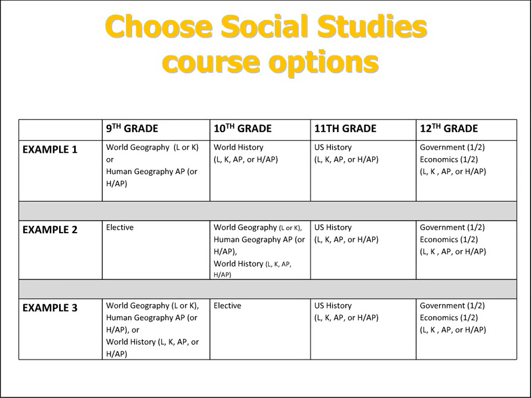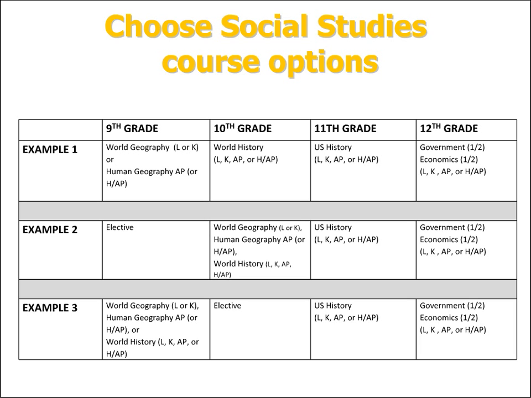For example 1, a student who is in 9th grade may choose to take World Geography, L level or K level, or if you're interested in AP courses, you would take Human Geography AP, and that's available for Horizons or just Horizons AP. Now, this example 1 is for students who do not want to choose more than just the 3 credits that are required. So remember, there are some endorsements that require that you have 4 or 5 social studies credits. So this example would fall for you.